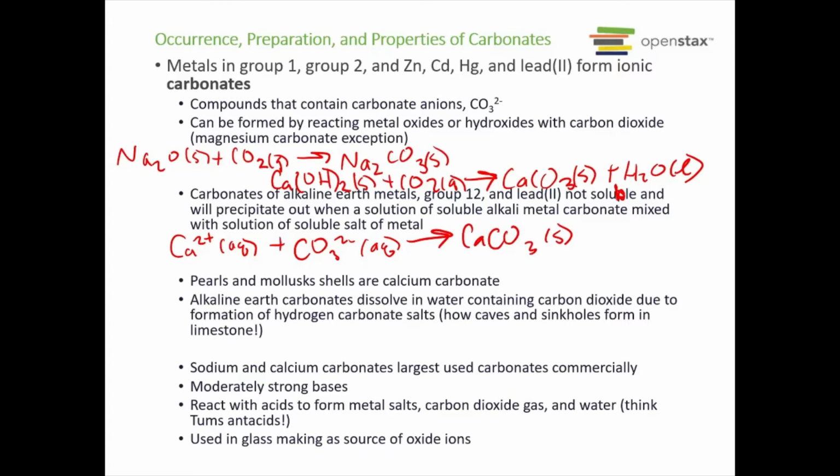So these alkaline earth carbonates now will dissolve in water. They're insoluble in pure water, but they dissolve in water with carbon dioxide, like I was saying. And they dissolve because we can form hydrogen carbonate salts. So we take some calcium carbonate, and then we've got some aqueous carbon dioxide and water to give us Ca2+ and HCO3-. So when it dissolves, then it can form these sinkholes.